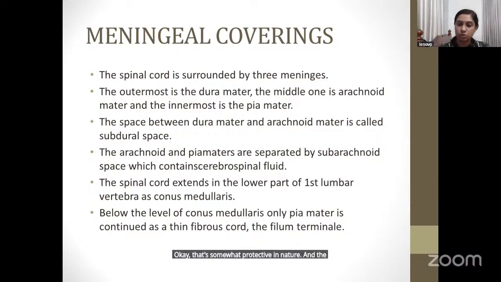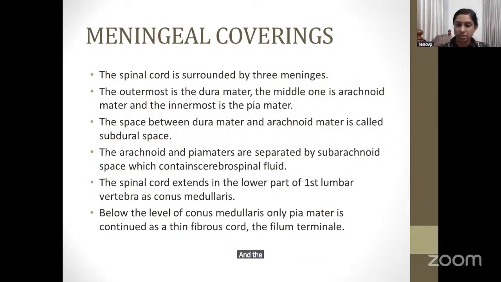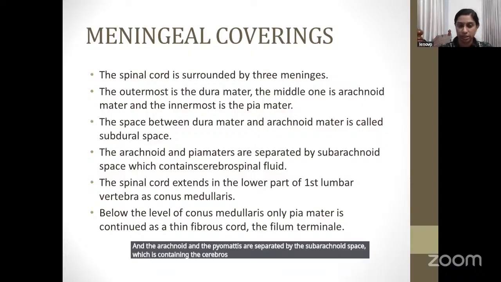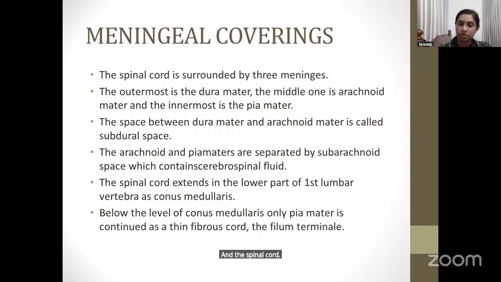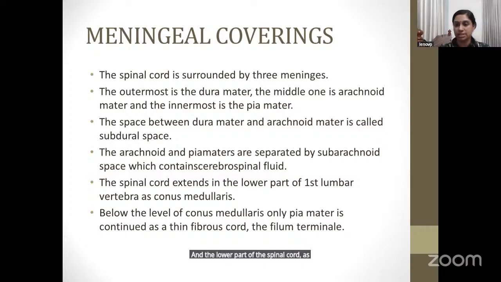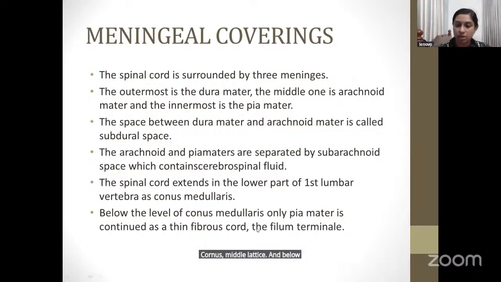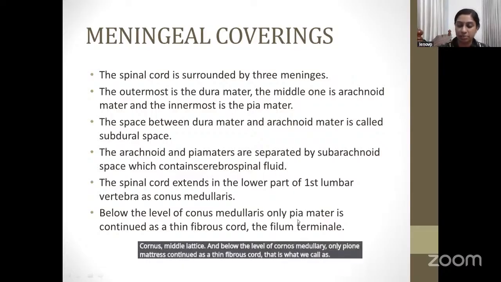The space between the dura mater and the arachnoid mater is called the subdural space. The arachnoid and the pia mater are separated by the subarachnoid space, which contains the cerebrospinal fluid. The spinal cord extends up to the lower part of the first lumbar vertebra, that is L1. The lower part of the spinal cord is called the conus medullaris. Below the level of the conus medullaris, only the pia mater continues as a thin fibrous cord, which we call the filum terminale.